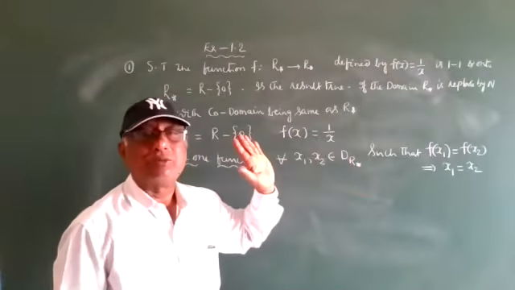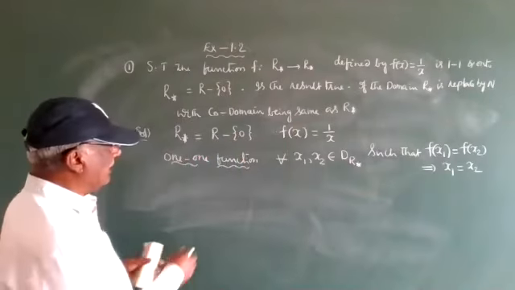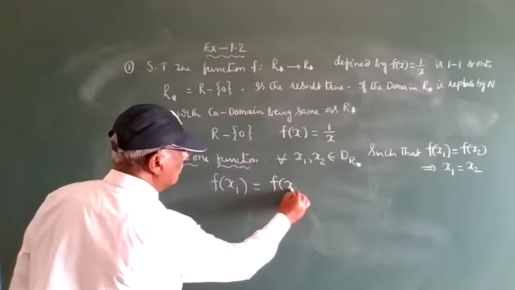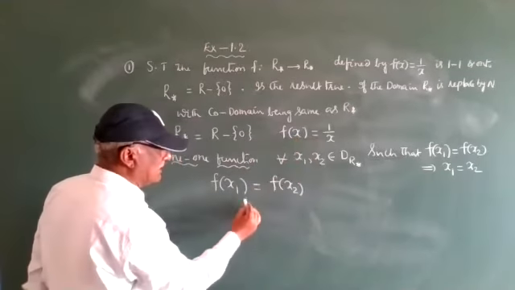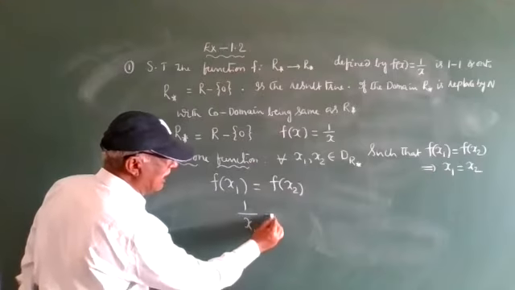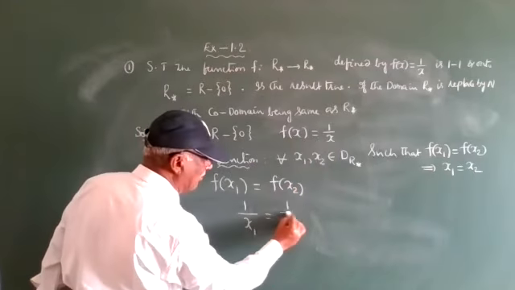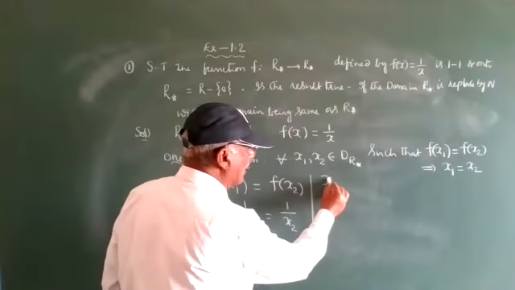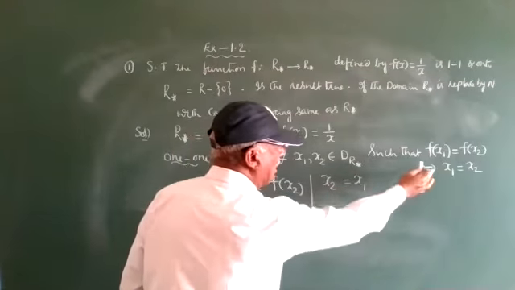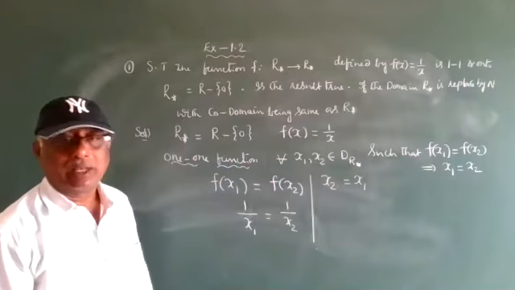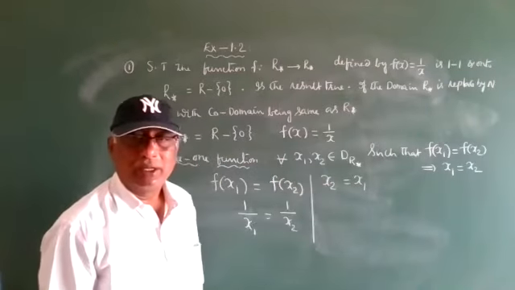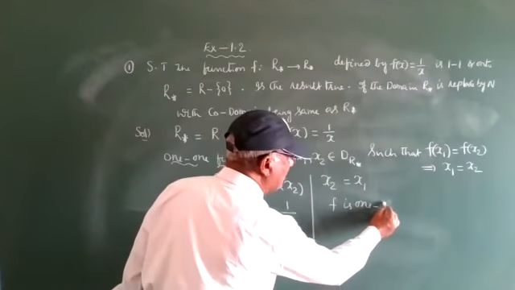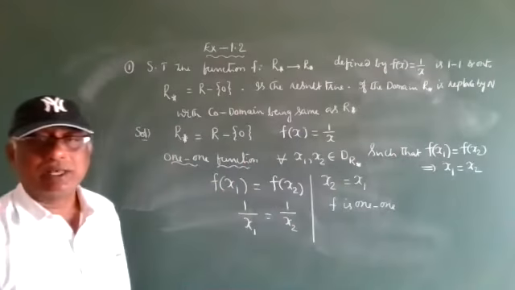What we have to show is that x1 is equal to x2. I will take f of x1 is equal to f of x2. Replace x by x1, 1 by x1, and replace x by x2, 1 by x2. By cross multiplication, x2 is equal to x1. Both are equal, we get x1 is equal to x2. Therefore, f is a one-one function. One-one is completed.